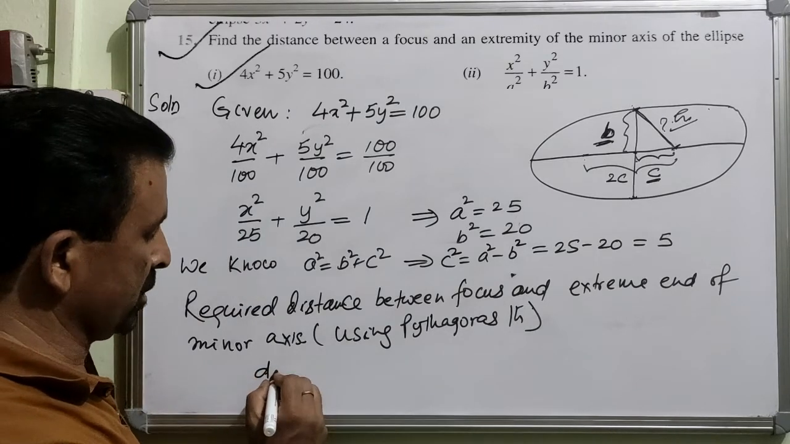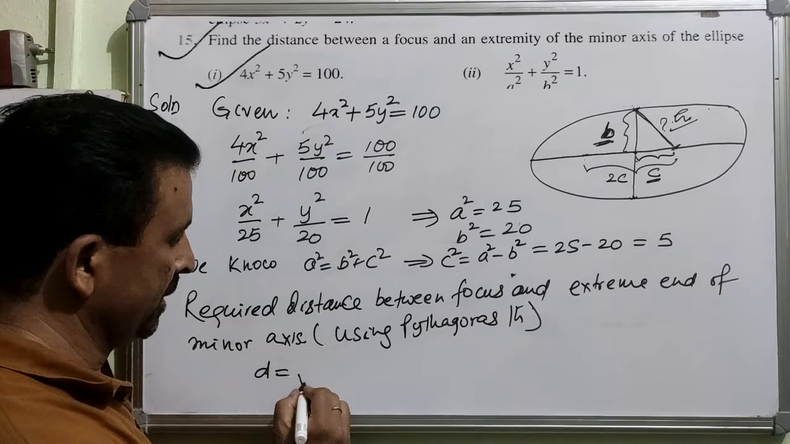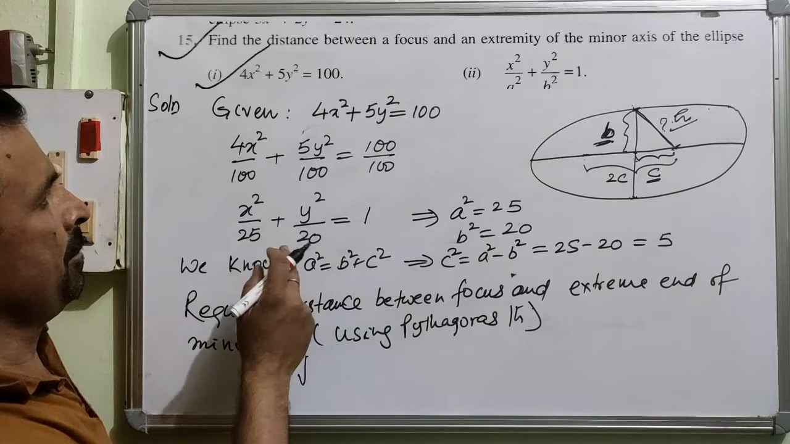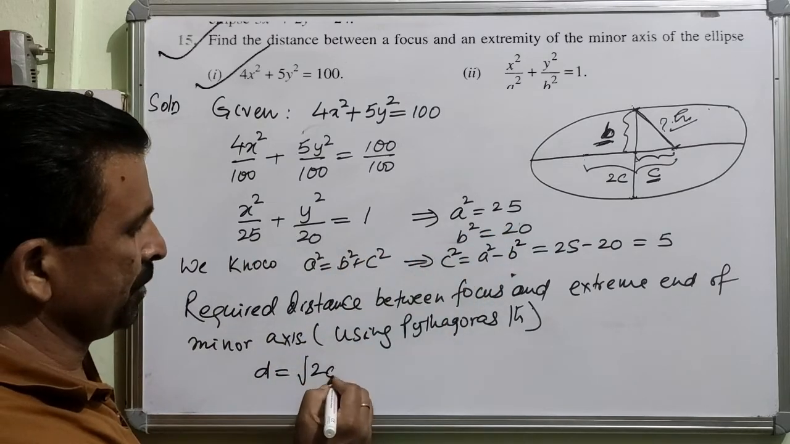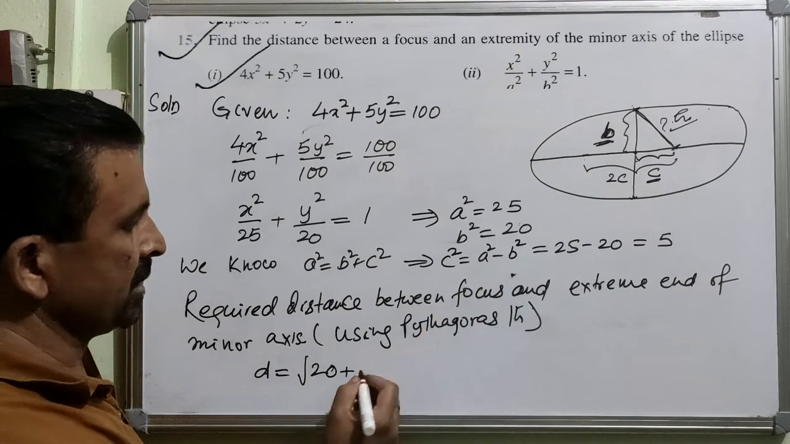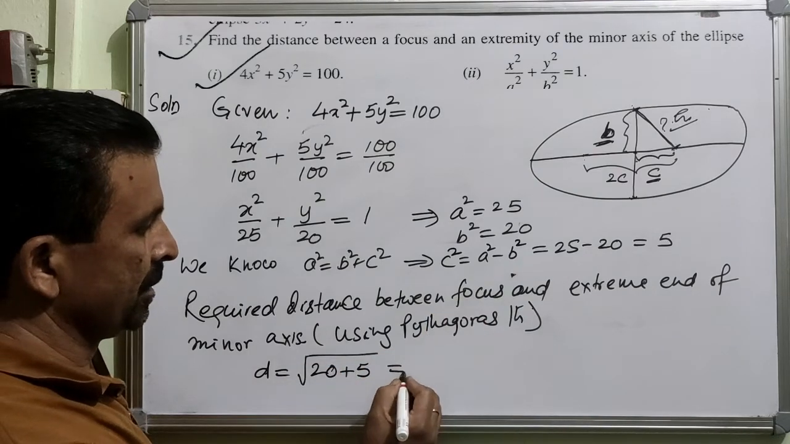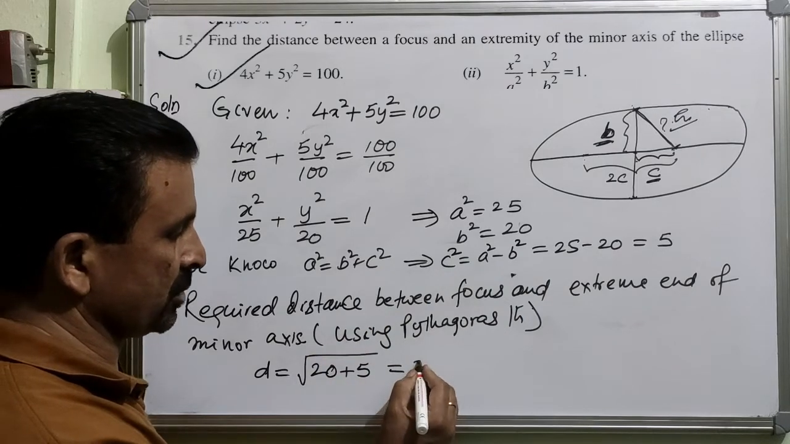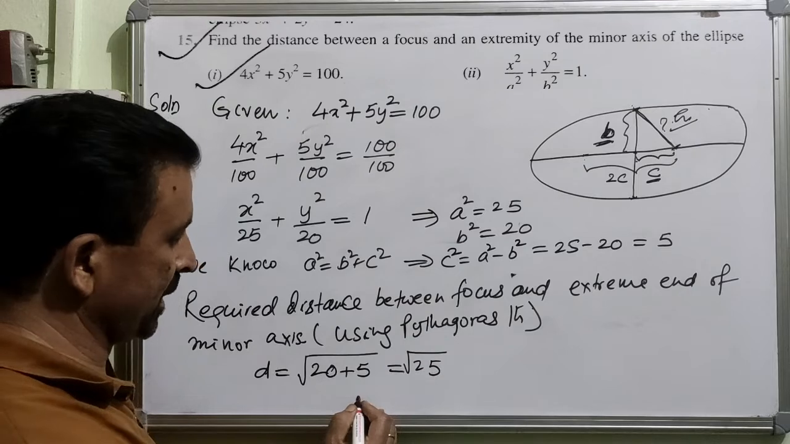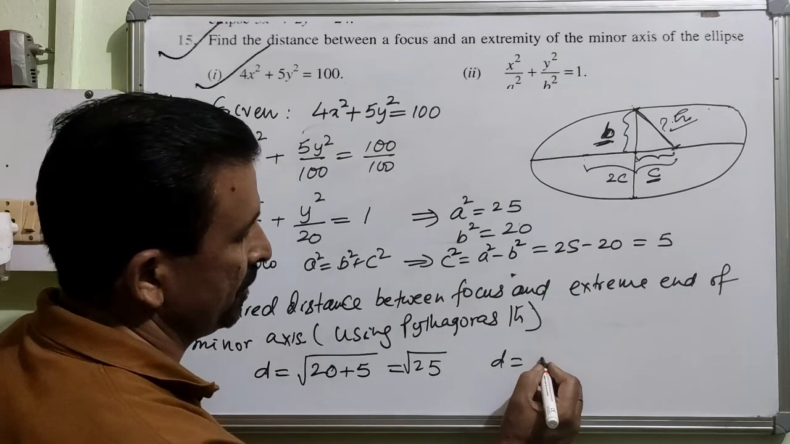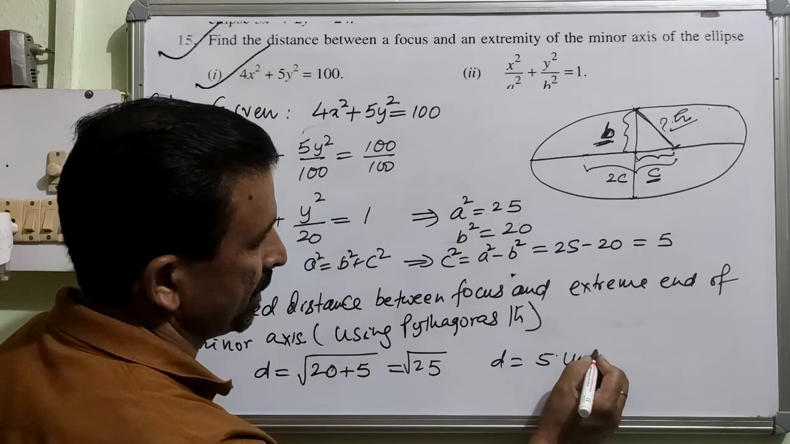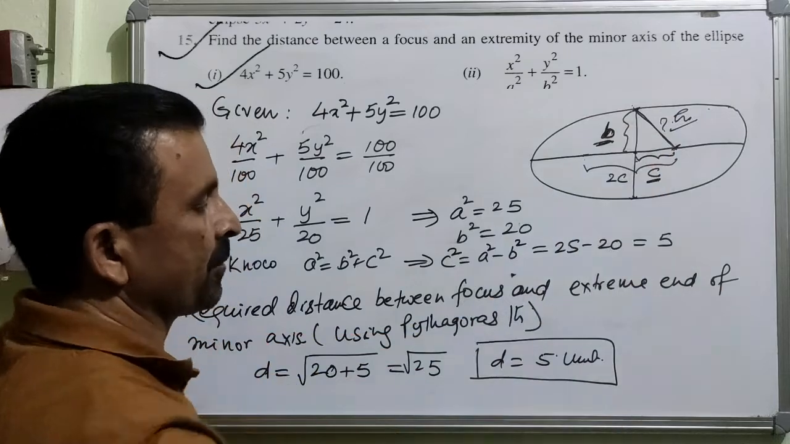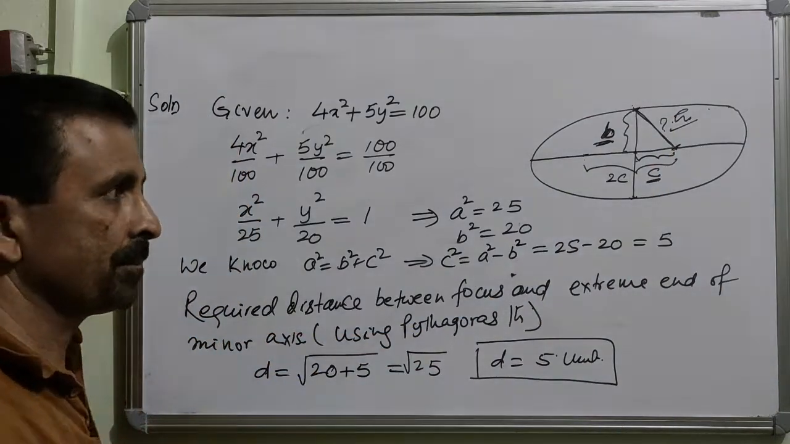This distance squared, I am sending to the other side, so it's the square root of b square plus c square. B square is how much? B square we got as 20, and c square we have is 5. Since both are already in terms of square, we don't have to do any calculation. This comes totally equal to 25, and you know that 25 is a perfect square number. Therefore, the distance will be equal to 5 unit. This is the distance between the focus and the extreme end of the minor axis. Hope this is clear. Thank you.